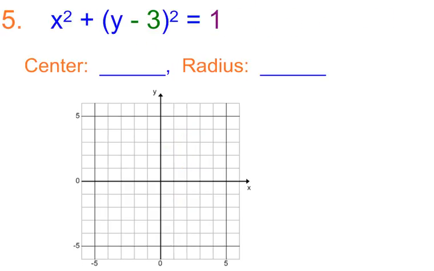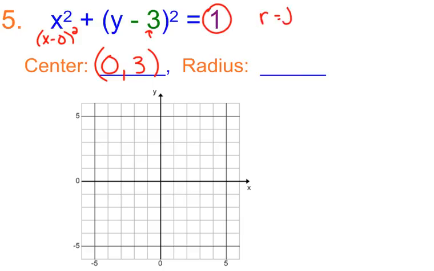Number 5 is the same way. The only difference is instead of saying x minus or plus something squared, it just has an x squared. So hopefully you'll realize that would be written as x minus 0 squared, because I wouldn't actually need to write it that way. So my center is 0, 3, opposite coming out of here. And then my radius is the square root of 1, which is 1.